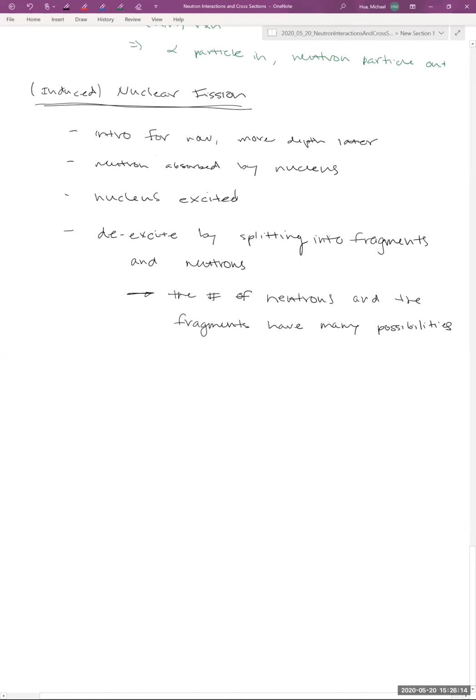So we'll draw a picture for this. We'll have a neutron come in and hit uranium-235. And the after picture, we're going to have two fragments, and also neutrons.